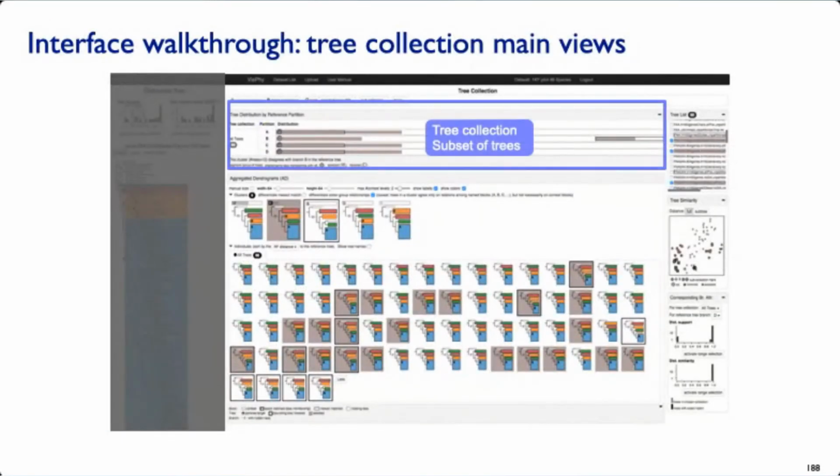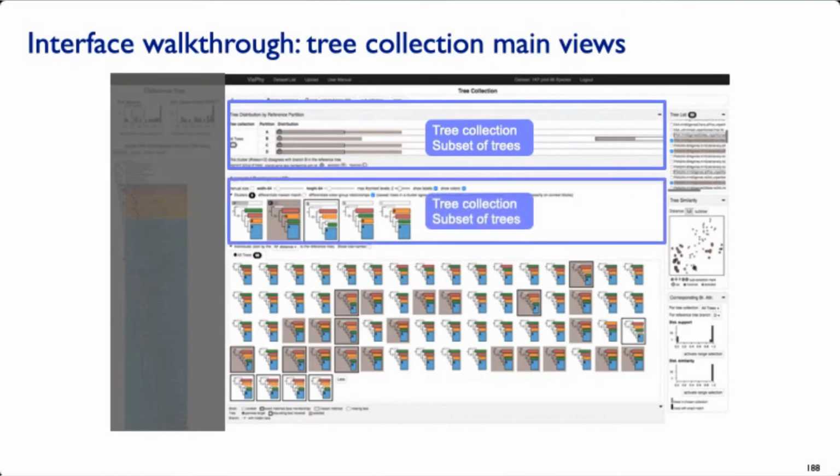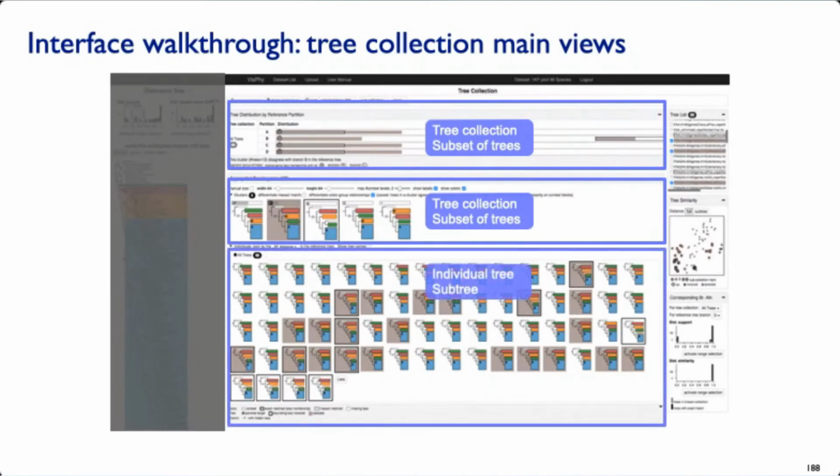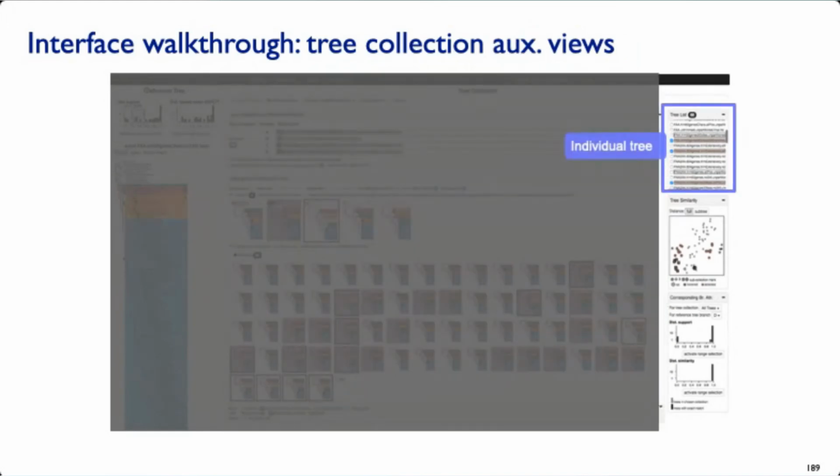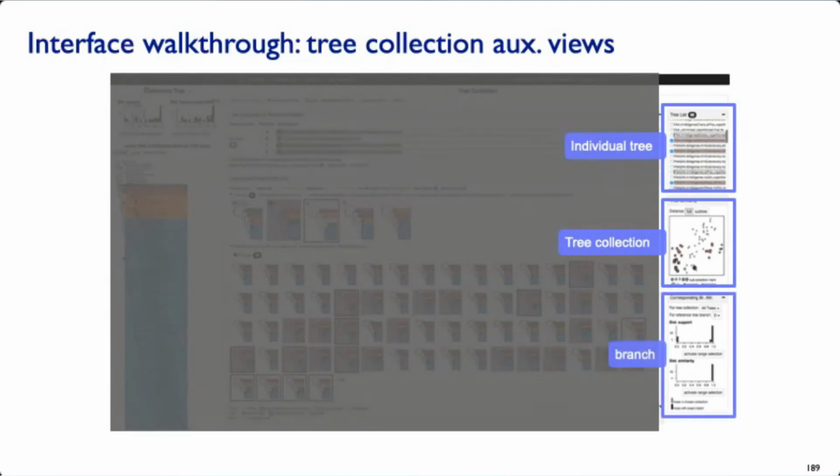Then in the main view, we have a lot of ways to look at various subsets of trees in the collection. We cluster multiple aggregated dendrograms into clusters, so we can see at an intermediate level of detail, and then finally in detail all of the trees in some collection. There's also information about individual trees, a high-dimensional representation of trees as points in a high-dimensional space, and then more ways to take a look at individual branches.